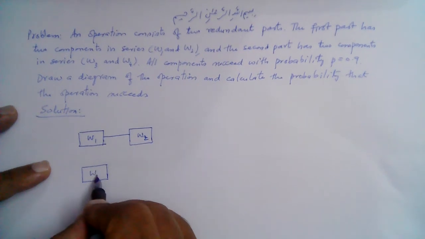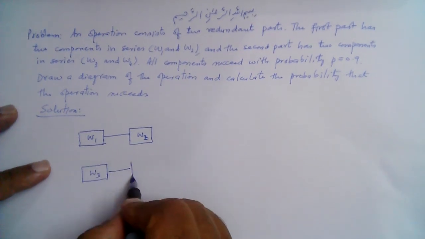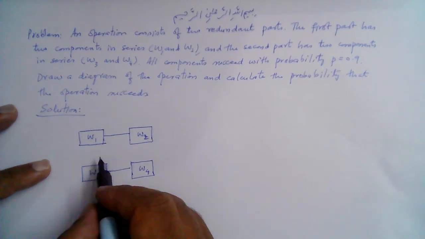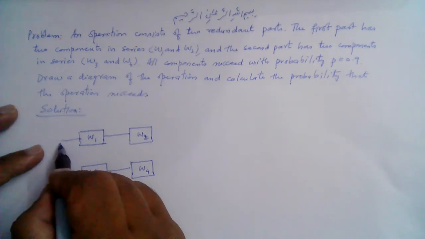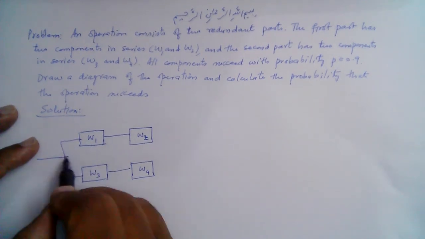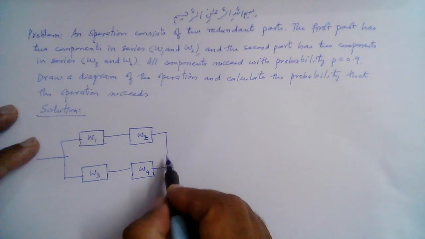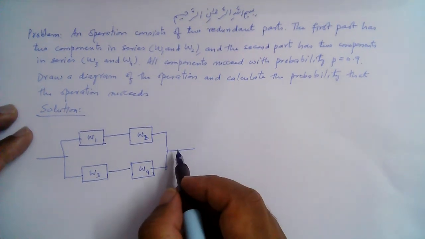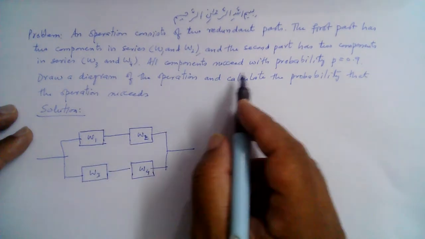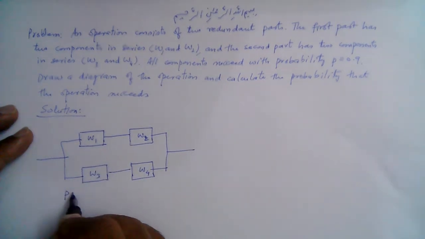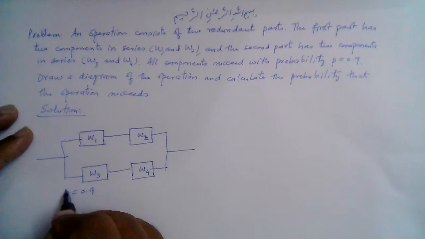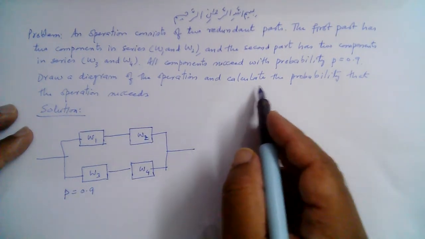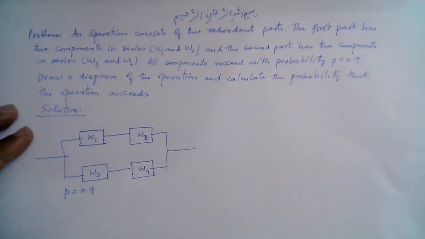These are W3 and W4. So these are redundant parts, and redundant parts mean these are in parallel, like this. So this gives us the diagram of the operation. All components succeed with probability P equal to 0.9, for each component. So we have already drawn the diagram, and we need to calculate the probability that the operation succeeds.